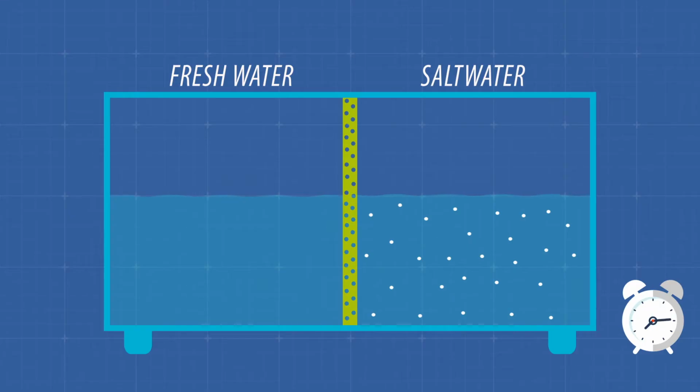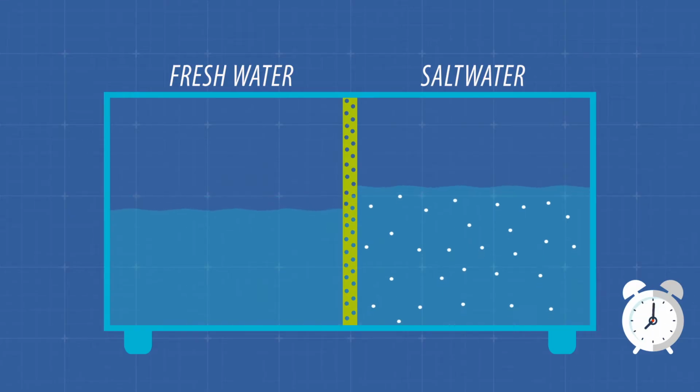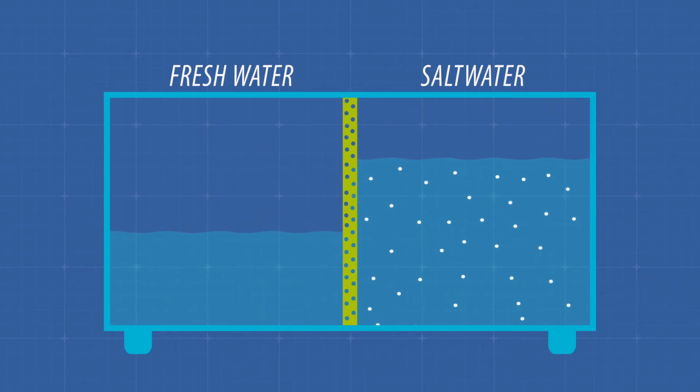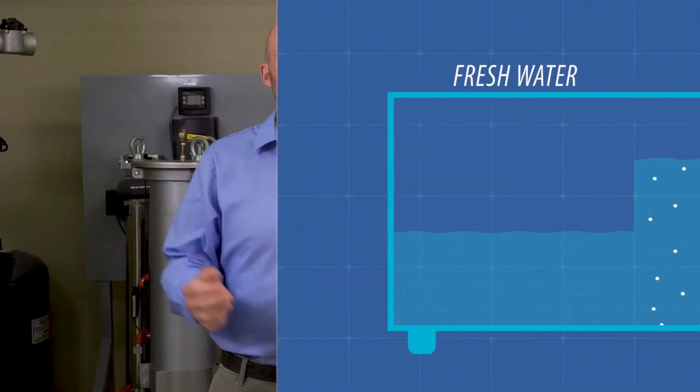And then we wait. After a period of time, some of the water from the fresh side will pass through that membrane, traveling over to the salty side. In fact, the water level on the salty side of the tank will actually be higher than the water on the fresh side. This is that process of a solvent, or water in this case, moving from an area of low concentration, the fresh side, to an area of high concentration, the salty side.